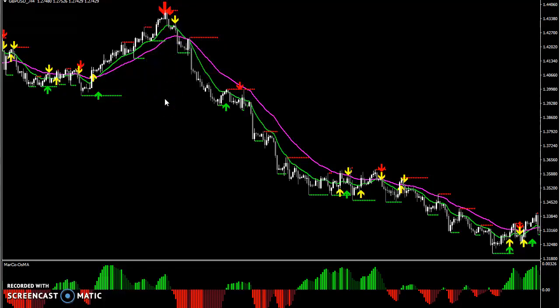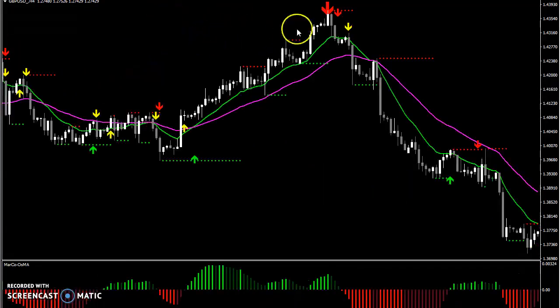GBP USD, the pound versus the dollar. As you can see right here at the top, it was a big arrow, a little arrow, and, I'm sorry, the big red arrow, the little red arrow, and the yellow. Let me expand it so you can see it a little bit better. There you go. You can clearly see it. Big red, little red, and the yellow.